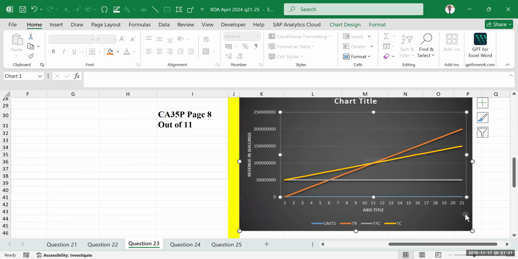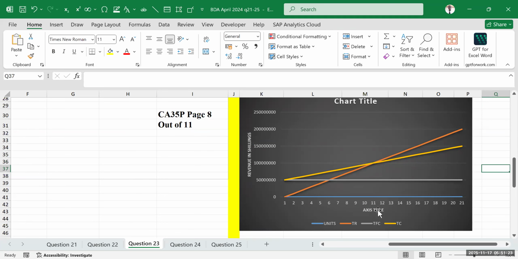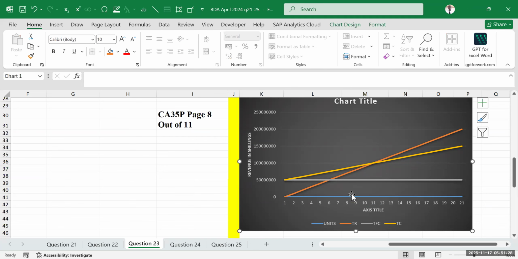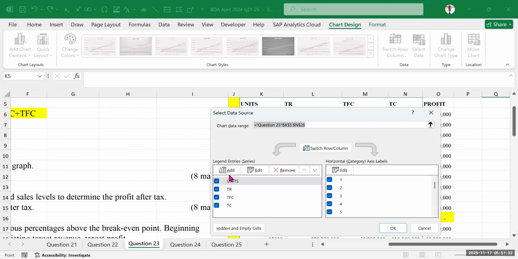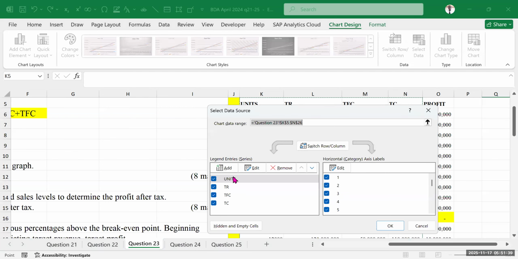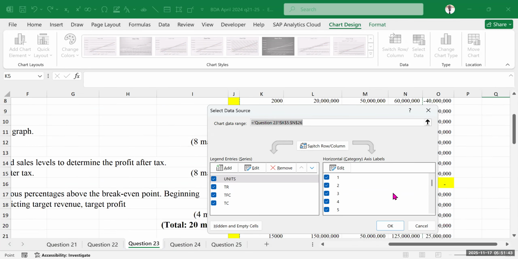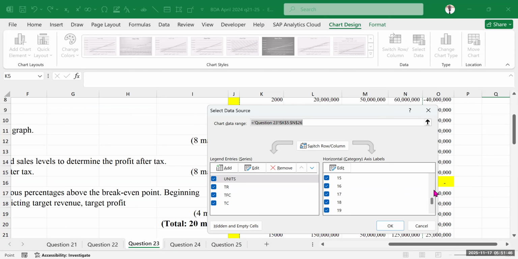Our units should be on the x-axis. But I will ask you, are our units on the x-axis? The answer is no. What do you do in such a case? You come to chart design, then you come to select data and you confirm the alignment of your axis. You realize that on the y-axis, we have the legend and the horizontal. Horizontal is the x. So our unit should be on the x-axis. You see what they've written there? They've written 1, 2, 3, and all that. We don't need that.